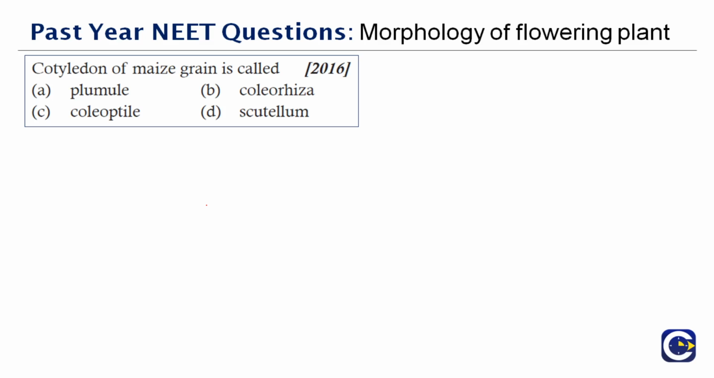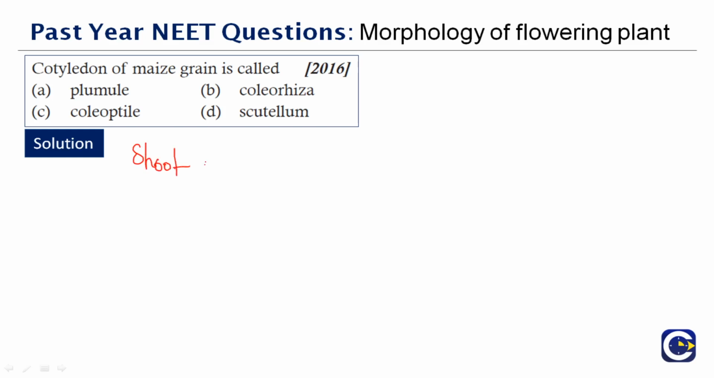Next question here. Cotyledon of maize grain is called as dash. So, you have 4 options here. Right. Now, we have to analyze each option, then only it will be easy for you to understand. Look at the first option. You have plumule. Okay, so what do you mean by plumule? See, in botany terms, you actually call that a rudimentary shoot or a stem of an embryo plant. So what is it? It's a shoot.